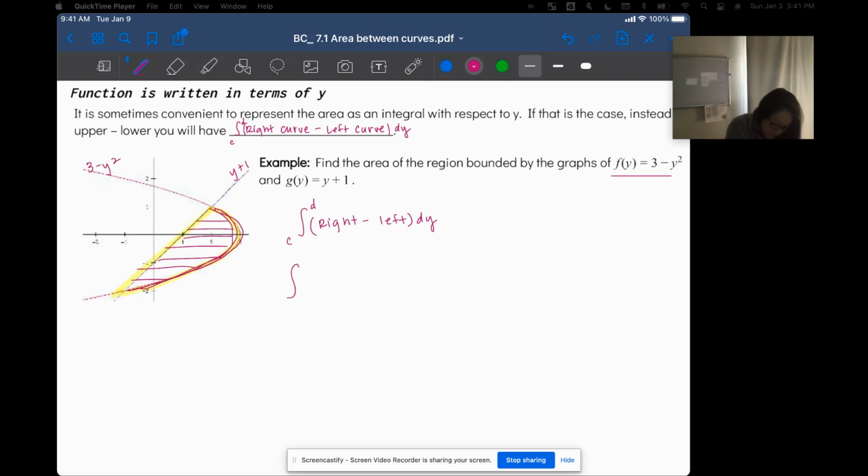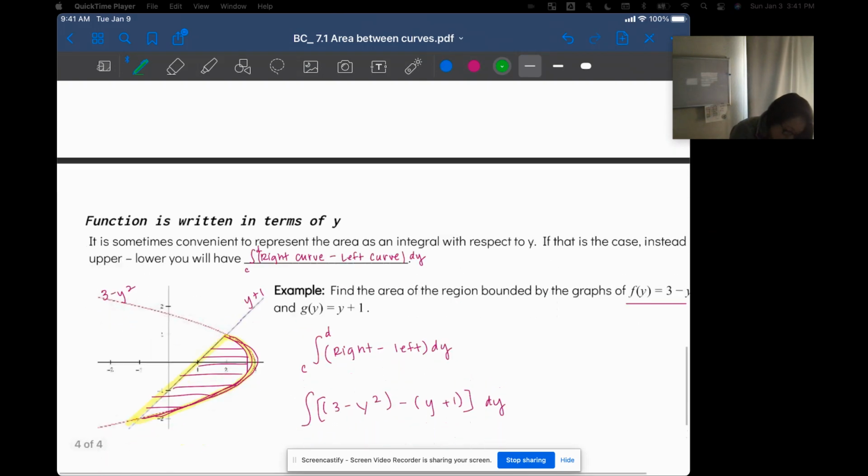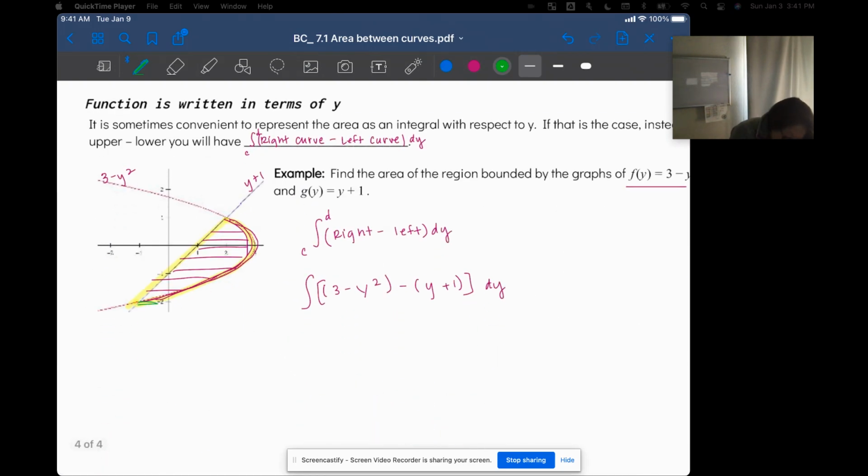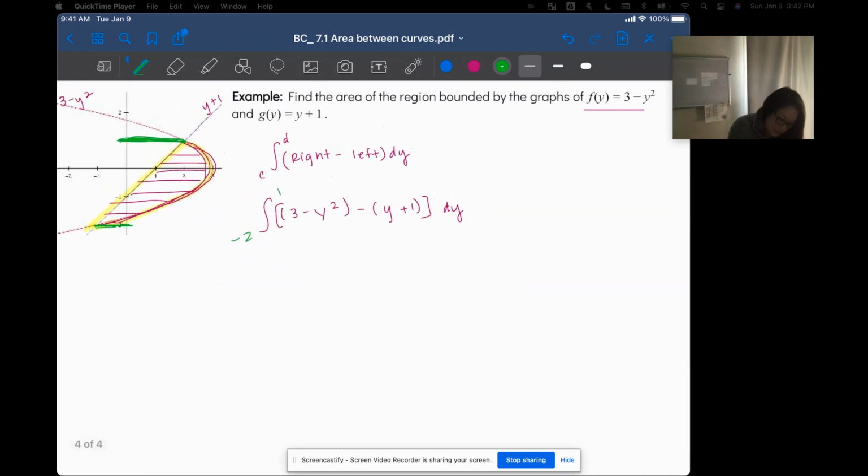Okay, so we'll set that up. The right is 3 minus y squared. The left is y plus 1, and all of that with respect to y. Now to get the bounds, instead of the bounds being from left to right, now we take the lowest part of the area up to the highest part of the area. So from -2 to +1. All right, and now we integrate.